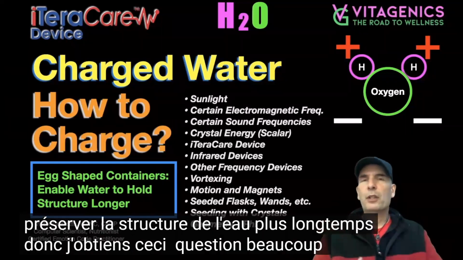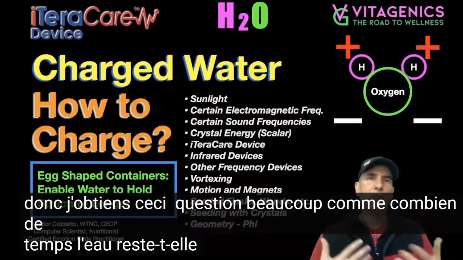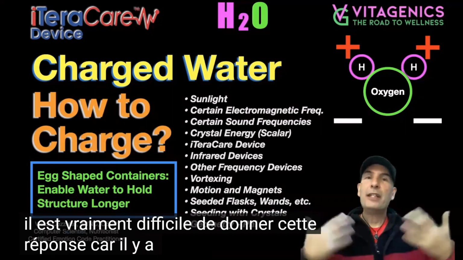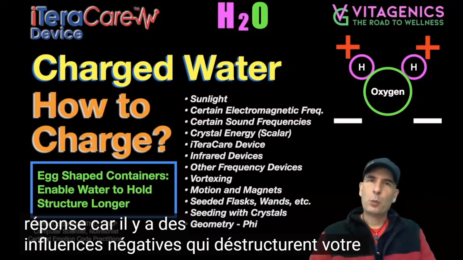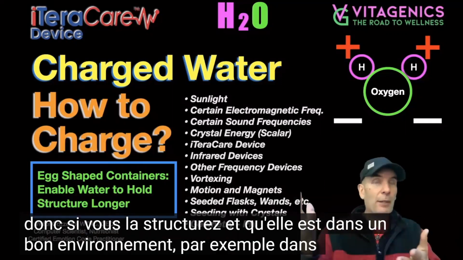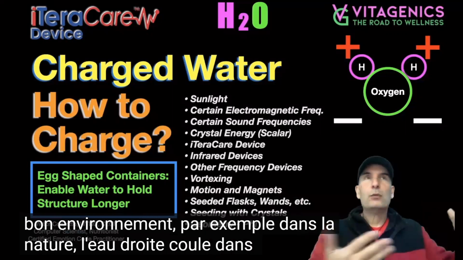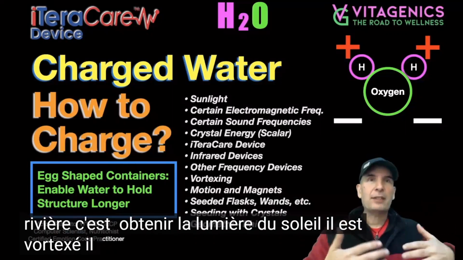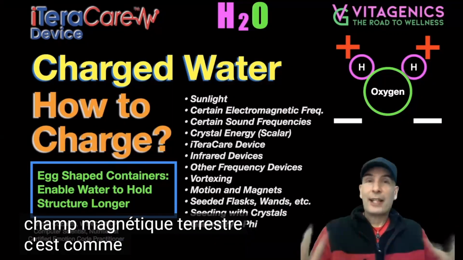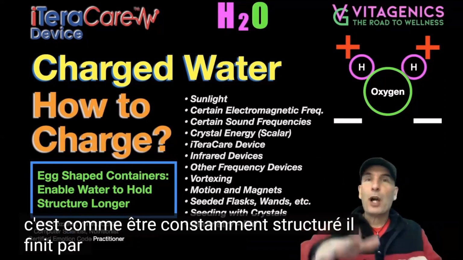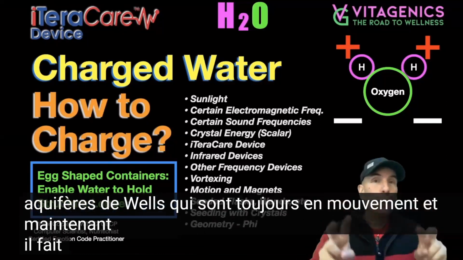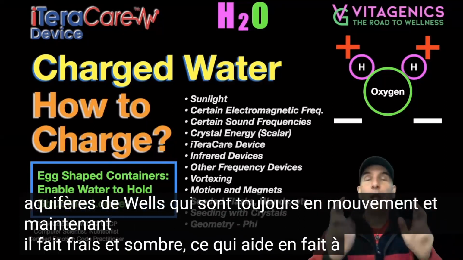So I get this question a lot, like, how long does water stay structured? It's really difficult to give this answer because there are negative influences that destructure your water. So if you structure it and it's in a good environment, for example, out in nature, right? Water is running down a river, it's getting sunlight, it's getting vortexed, it's getting the influence from Earth's magnetic field. It's like constantly being structured. It ends up going underground into wells, aquifers that are still moving, and now it's cool and dark.